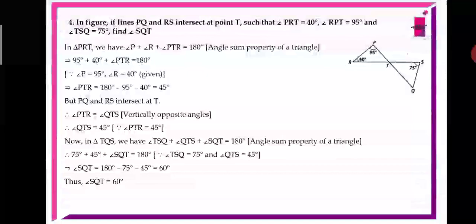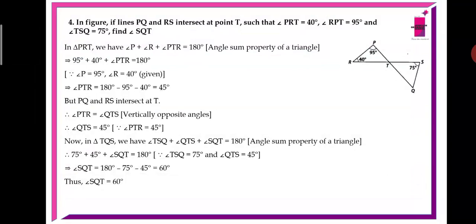But PQ and RS intersect at T, then the pair of vertically opposite angles are equal. Angle PTR and angle QTS are vertically opposite angles which are equal. Now if angle PTR is 45, then angle QTS is also 45.